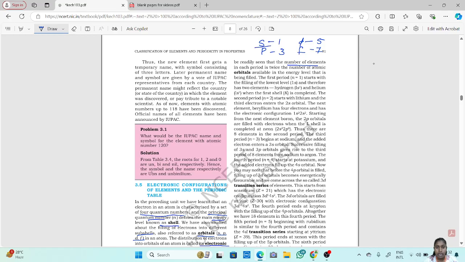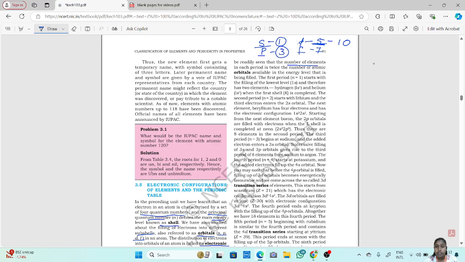For example, s subshell has 1 orbital associated with it. p has 3 orbitals associated with it. Similarly, d and f have 5 and 7 orbitals associated with them. But when you fill the orbitals with electrons, it is always observed that the number of electrons filled is twice the number of orbitals. Now if d has 5 orbitals, the number of electrons filled in the d orbitals is 10, which is twice the number of d orbitals. So similarly with other orbitals also.